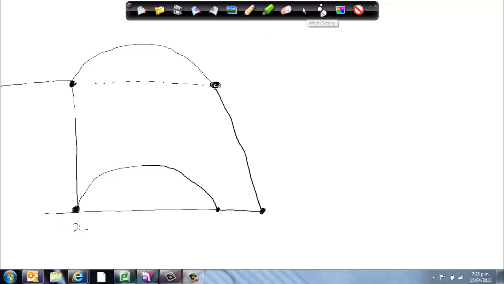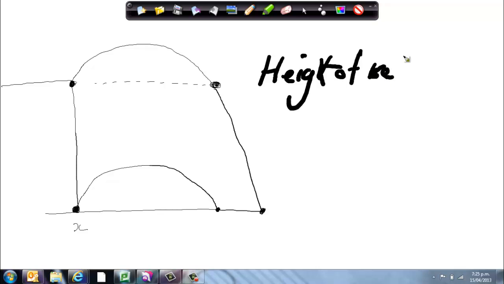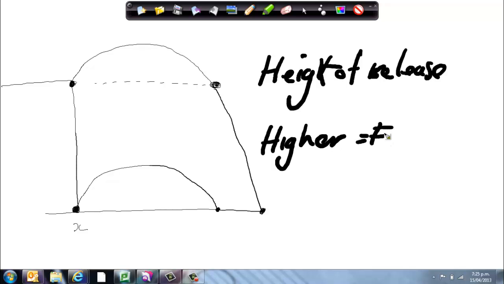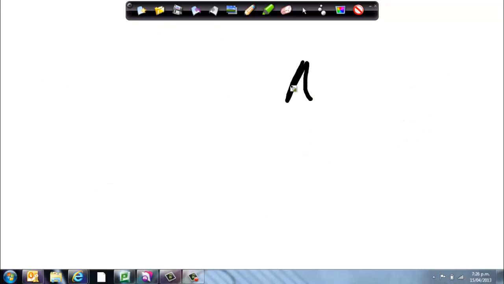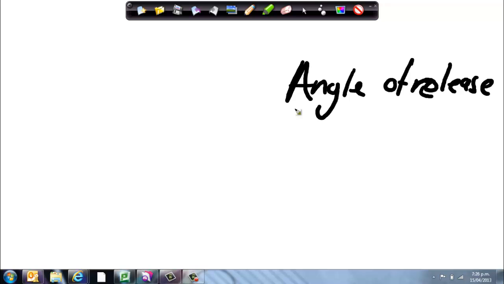So this was height of release. And we can say that the higher that we release the object from, the further it goes. Higher equals further. Now let's have a look at our final one, and that is angle of release.